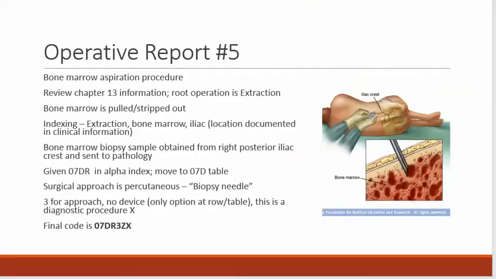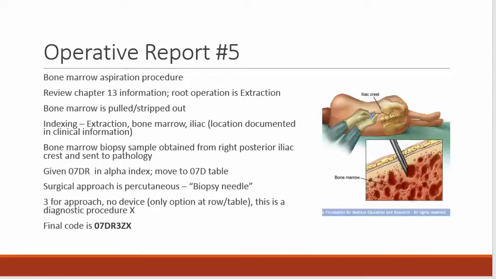Operative report number 5 is a bone marrow aspiration procedure. It's helpful again if you refer back to your chapter 13 information. It identifies for you that a bone marrow sampling, or obtaining bone marrow from the patient's body, is considered a pulling out or a stripping out. So it equates to the root operation of extraction. You also need to know the location that it's being taken from. In this case, it states in the operative report, bone marrow biopsy sample obtained from the right posterior iliac crest. So we have the location and we have the root operation.